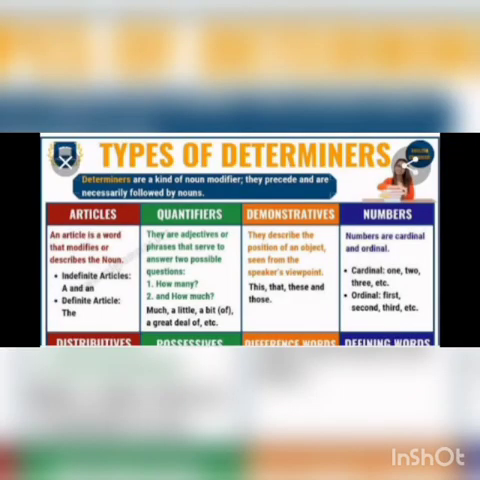Children, I hope you all understand about determiners. I sent some worksheets through our WhatsApp group. You can do it well. Thank you. Hari Om.